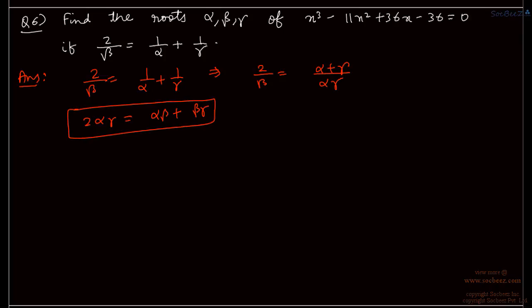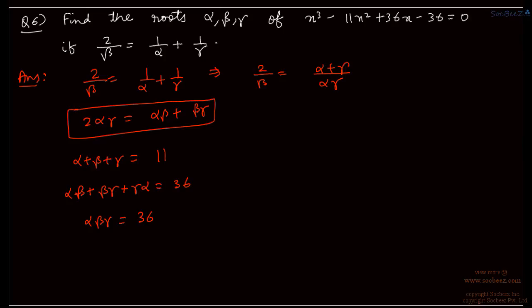Now let's try to write all the relations of the roots of the equation. Sum of the roots gives us alpha plus beta plus gamma is equal to 11. Remember, it's all alternate signs, so it's minus of minus 11. This is 11. Then we have alpha beta plus beta gamma plus gamma alpha is equal to, now it's positive, so it's 36. And finally, alpha beta gamma is equal to minus of minus 36. That gives us 36.